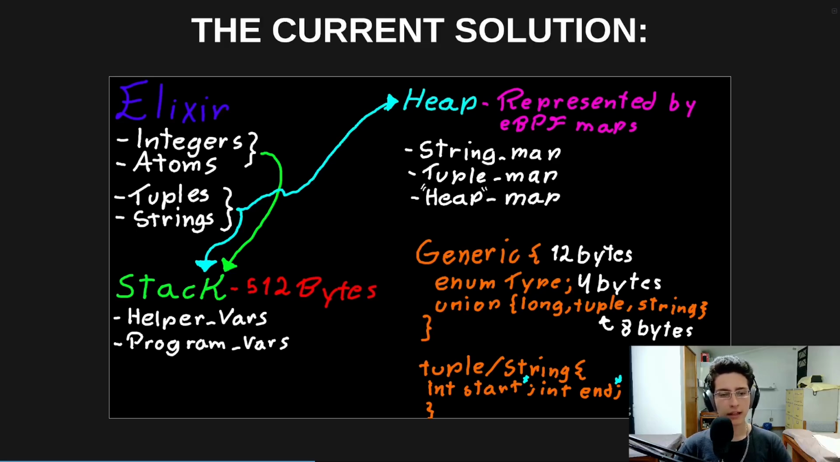String, as the name implies, is used for strings, allowing us to keep very large strings within it. The tuple map keeps pointers to the elements that are kept within a tuple, while the heap map currently keeps the actual elements of the tuple.